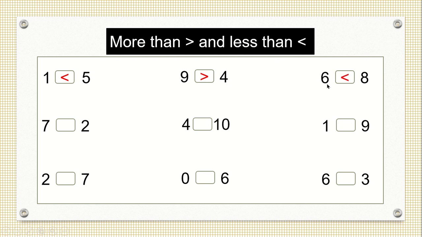6 is less than 8. 7 is more than 2. 4 is less than 10. 1 is less than 9. 2 is less than 7. 0 is less than 6. 6 is more than 3. Very good. I hope that you can understand the difference between more than and less than.